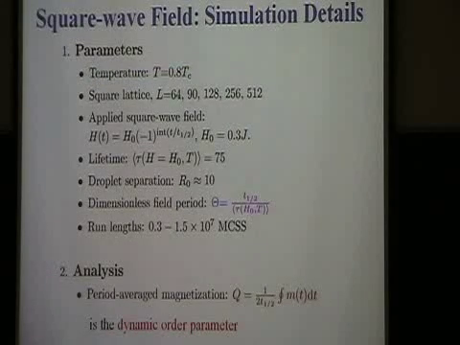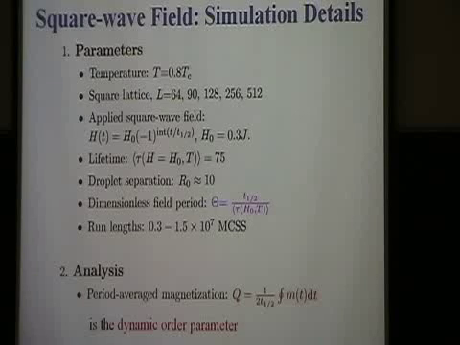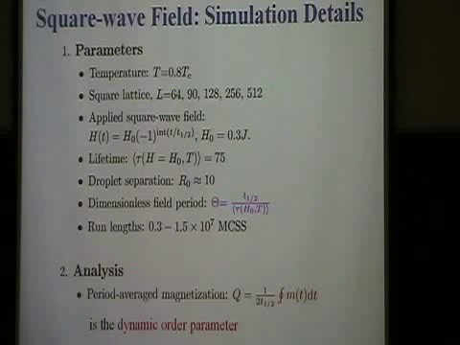All right, so just let me give you a few quick simulation details here. The parameters: I'll be doing 0.8 Tc. I'll be using a square lattice with system sizes between 64 and 512 squared. I'm going to use a square field. Now, why do I do that?